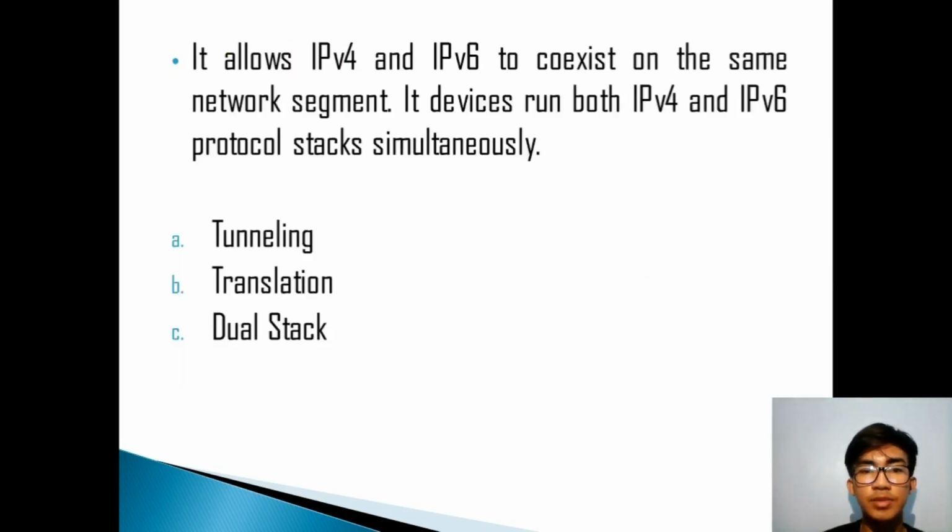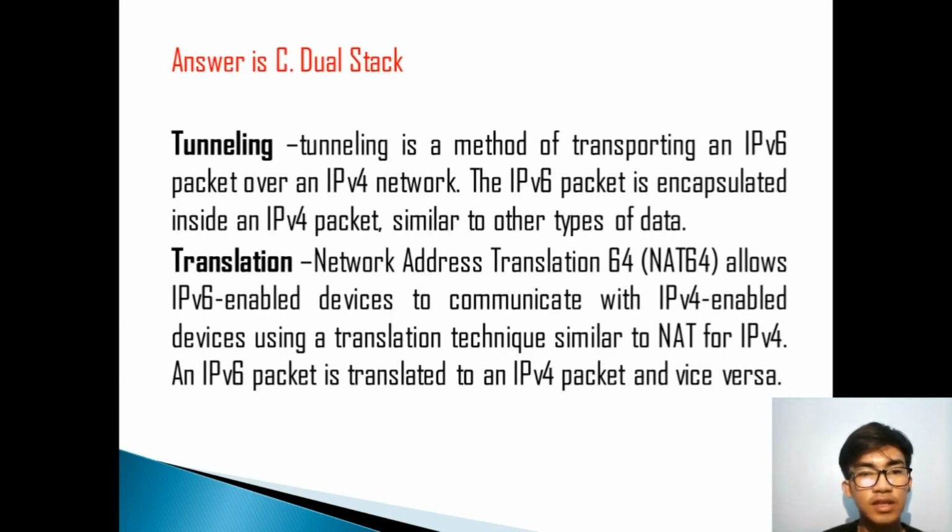Dual stack allows IPv4 and IPv6 to coexist on the same network segment. Devices run both IPv4 and IPv6 protocol stacks simultaneously. To define tunneling, it is a method of transporting an IPv6 packet over an IPv4 network. An IPv6 packet is encapsulated inside an IPv4 packet, similar to other types of data. Translation, NAT64, allows IPv6 enabled devices to communicate with IPv4 enabled devices using a translation technique similar to NAT for IPv4. So an IPv6 packet is translated to an IPv4 packet, and vice versa.